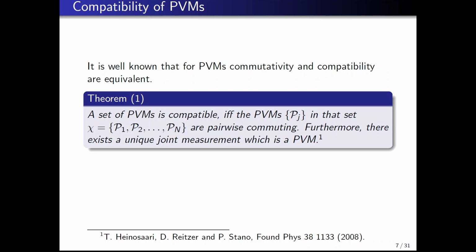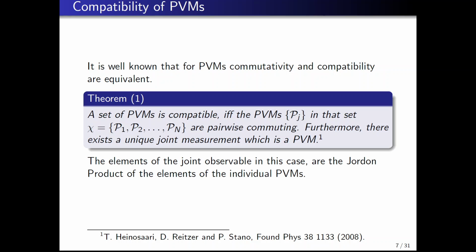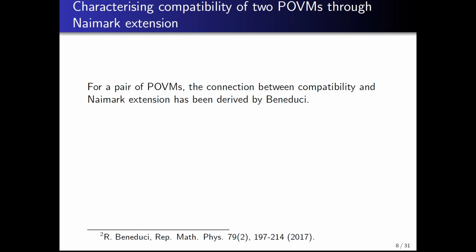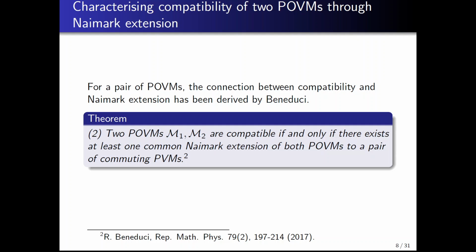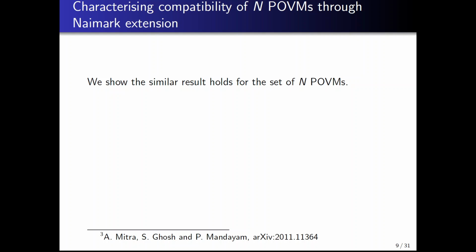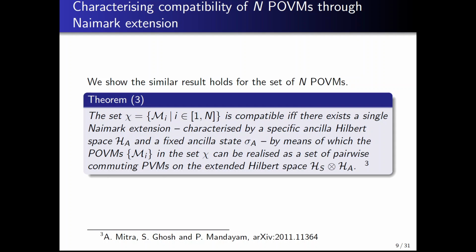So for PVMs, compatibility and commutativity are equivalent. So this is theorem 1, and in this case, the joint observable is the Jordan product. So Beneduci derived a theorem for a pair of POVMs. According to his theorem, a pair of POVMs is compatible if and only if there exists a common commuting Naimark extension. We show that similar results hold for N POVMs. If we have N POVMs, they are compatible if and only if we find a common pairwise commuting Naimark extension.